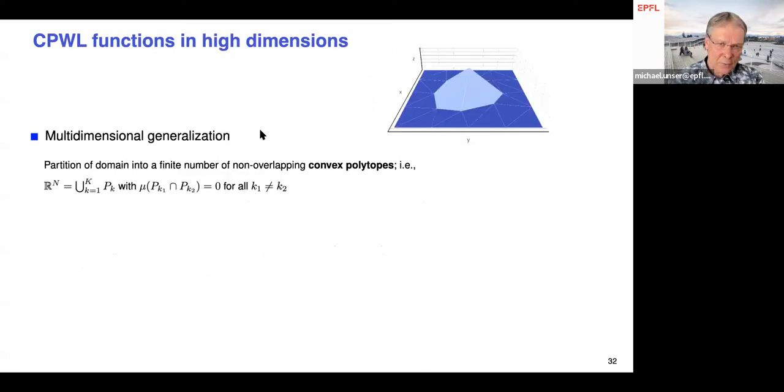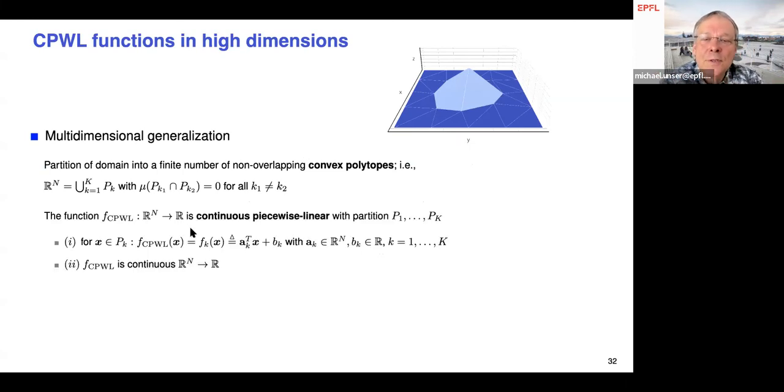Now, this notion you can also develop in higher dimension. In higher dimension, you need to partition your domain in polytopes, so convex polytopes, and then you will say that the function is continuous piecewise linear with a certain partition if for any one of those regions it has an affine form, which is given here. And now the difficult part is making the affine pieces continuous at the junction of those polytopes.